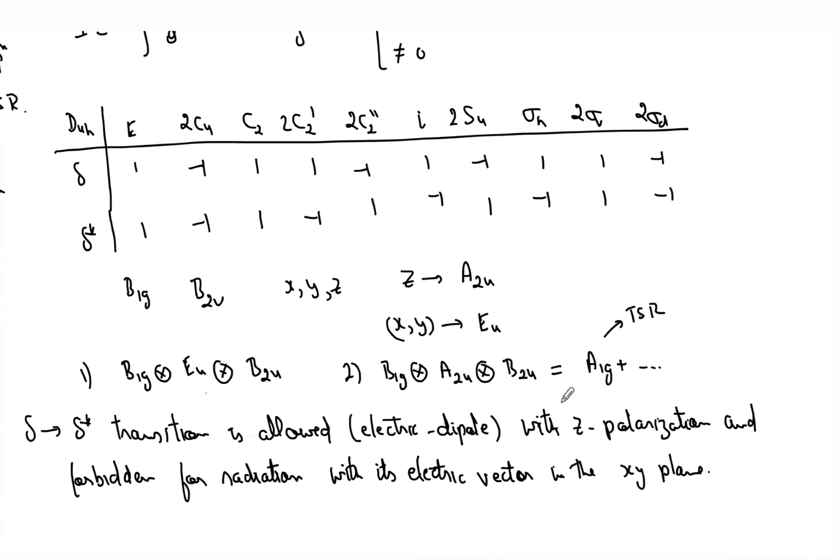So with this, we finish the direct product application, and in the next class we'll be looking at symmetry adapted linear combinations. So we'll be looking at chemical bonding and all. All right, that is all for today.